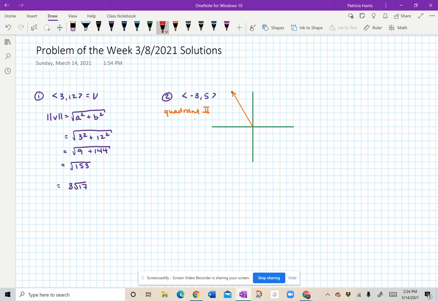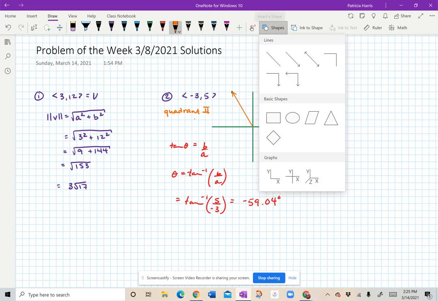We're going to use the formula tangent theta is b over a. And then we're going to use the tangent inverse to find our angle. I'm just going to use my calculator. Make sure my calculator is in degrees. My calculator gives me a negative 59.04 degrees with rounding. So that's not in standard position.